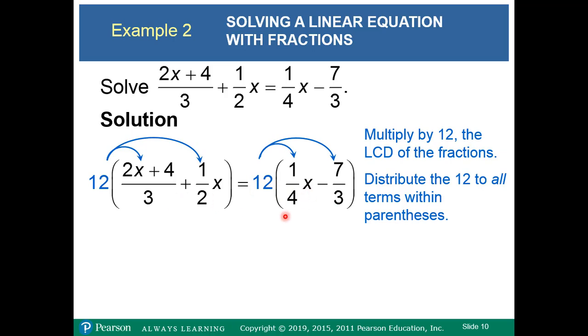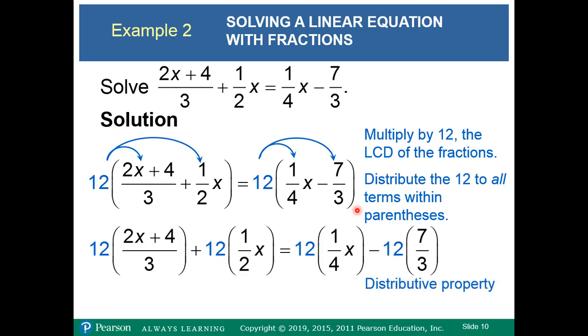So what do we do? We distribute 12 to all of the terms within parentheses. So we're going to multiply this side by 12, and we're going to multiply this side by 12, right? Remember the property. And then we're going to use the distributive property, and we're going to basically divide everything by 12. And watch what happens. All of these fractions will go away, because 3 divides 12, 2 divides 12, 4 divides 12, and 3 divides 12. So guess what? We're going to divide, and all of these fractions are going to go away.